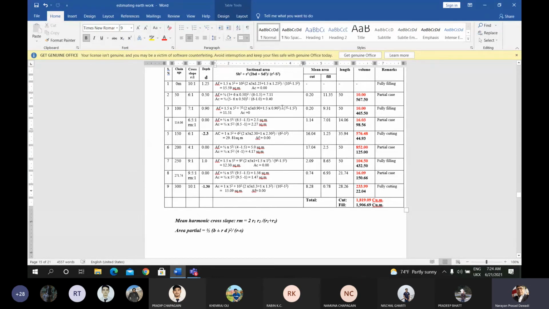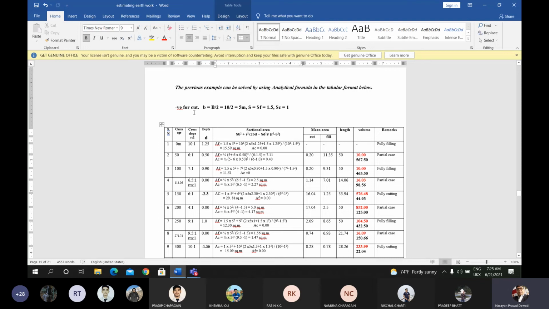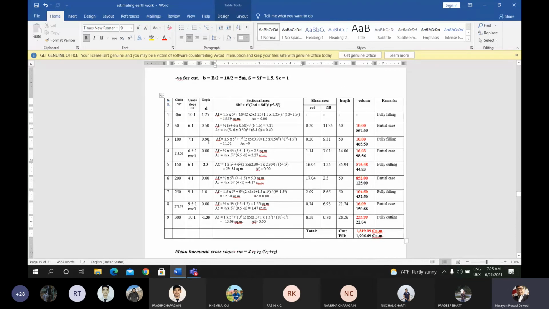square meter respectively. Okay. Now for the chainage 100 meter, 0.90 into 7 is 6.3, which is greater than 5 meter. See, this is also a fully filling case. The same formula is used: SB square plus R square twice BD plus SD square divided by R square minus S square.